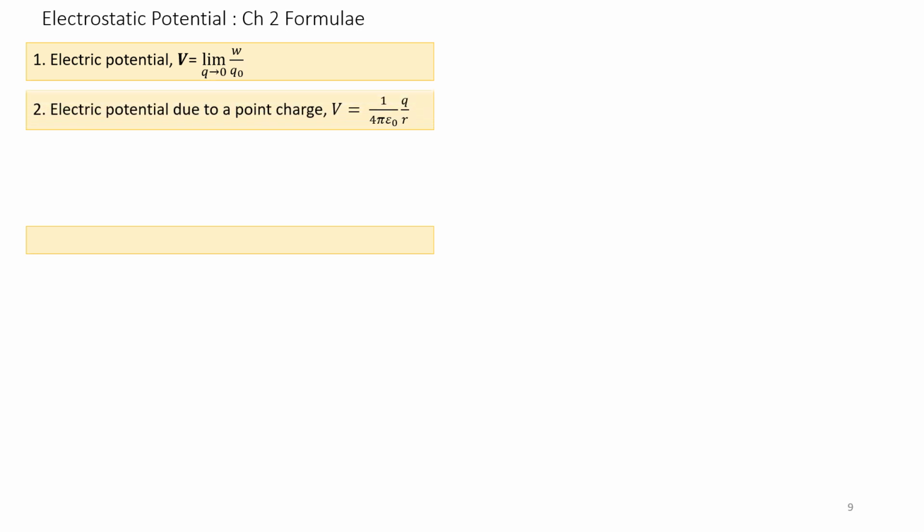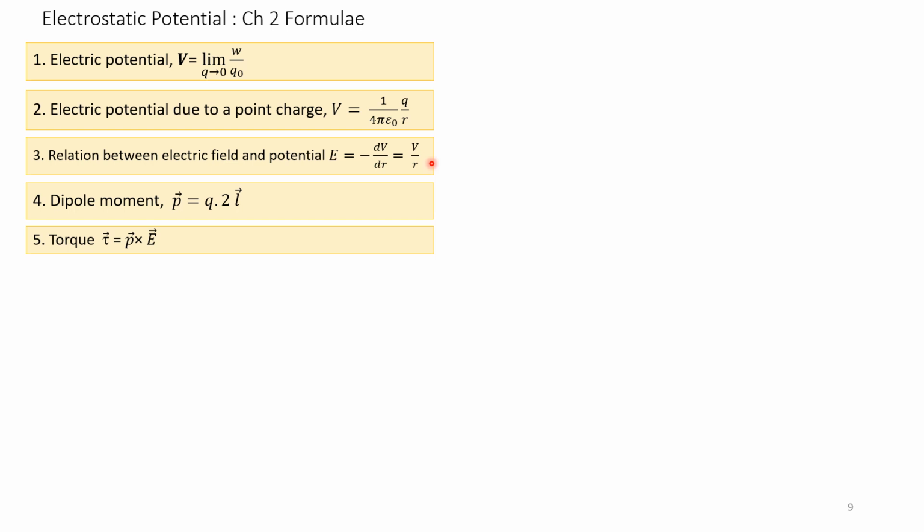Now with this we have concluded, and quickly we will review the formulas. Electric potential V is equal to the limit of Q tending to 0 of W by Q naught, that is, work done per unit test charge. Electric potential due to a point charge is V is equal to 1 over 4 pi epsilon naught into Q by R. The relation between electric field and potential is E is equal to minus dV by dr, which is V by R.